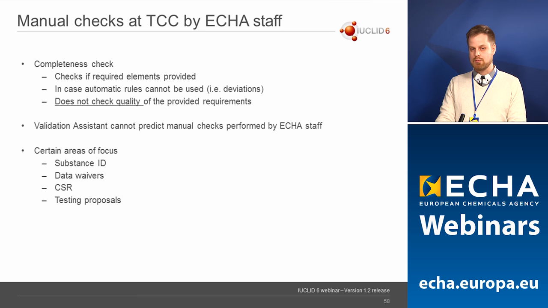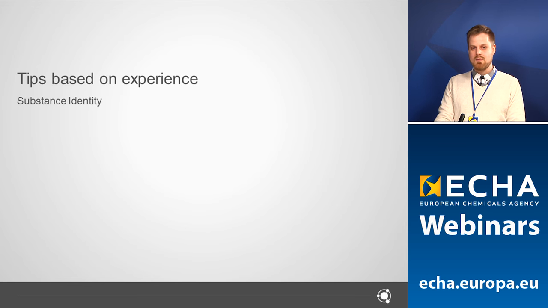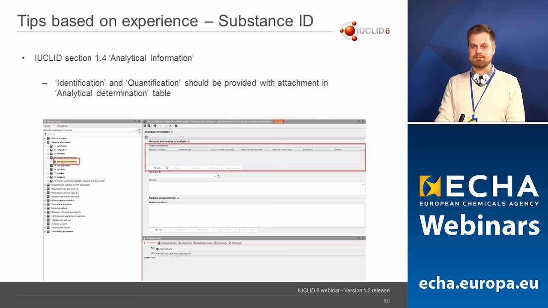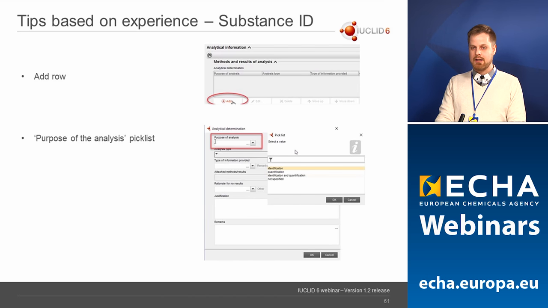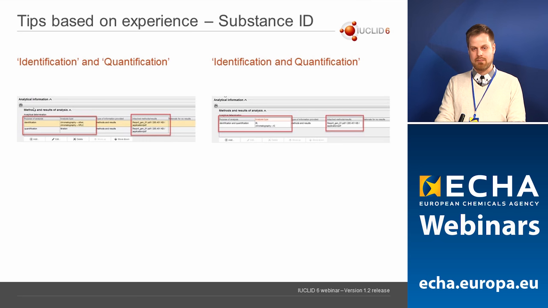I am going to go through all of them and give some tips based on our experiences in the last year. So first, we start with the substance identity. First of all, in IUCLID section 1.4, analytical information, you should provide both the identification and the quantification in the table highlighted before. It's called the analytical determination table. You can add a row here by clicking on the add button under the table. You need to then fill in the required information by selecting the pick lists.